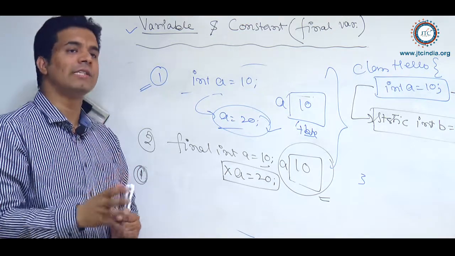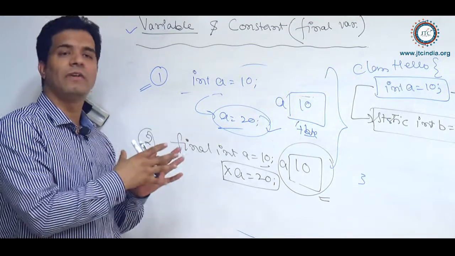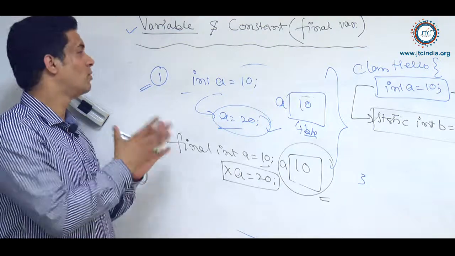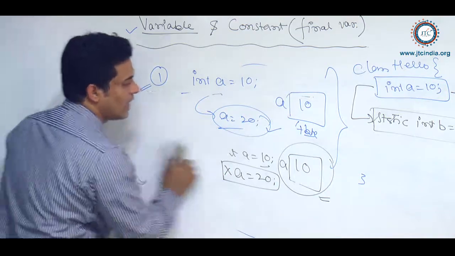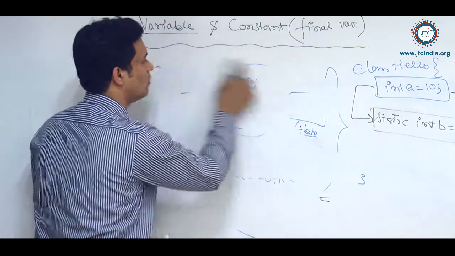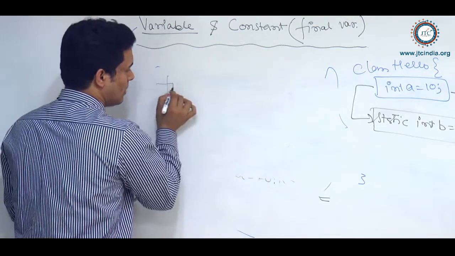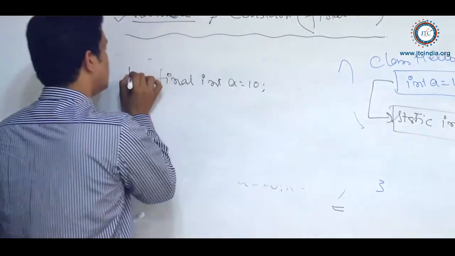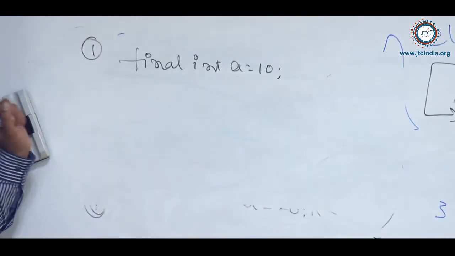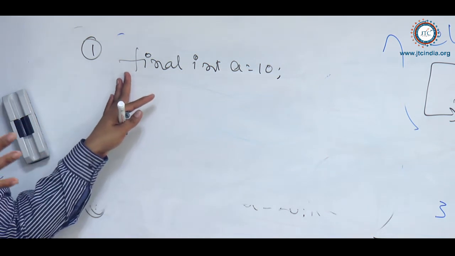I have explained basic things about the general variable, like what a final variable is and what a normal variable is. Once again, I'll tell one more point. Suppose I'm writing first final int a = 10. This is also a constant, in the sense we won't be calling it a constant, but it is a final variable, we can say.